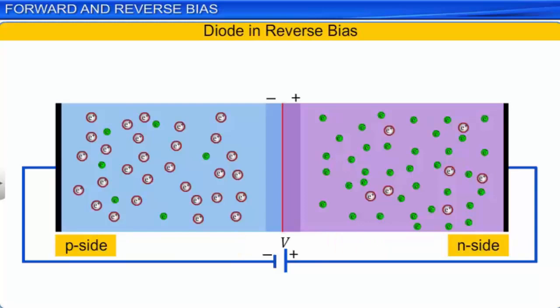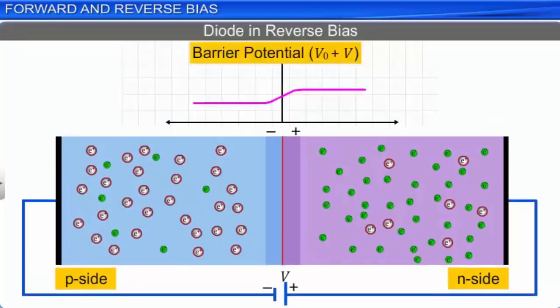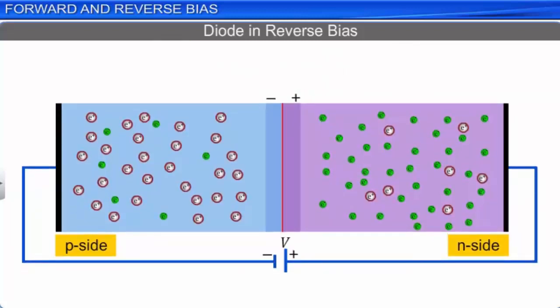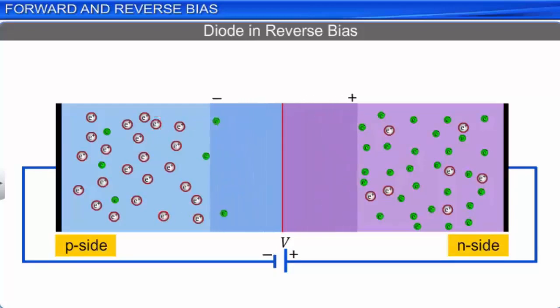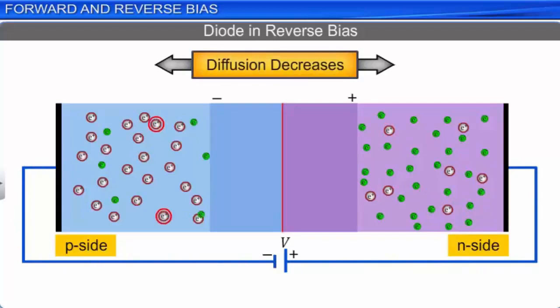When a diode is reverse biased, the barrier potential across its PN junction increases and is given by the sum of the barrier potential V0 at equilibrium and the externally applied voltage V. Also, when a diode is reverse biased, the width of the depletion region around the PN junction increases. The increase in barrier potential and width of the depletion region leads to a decrease in the diffusion of holes from the P side to the N side and electrons from the N side to the P side across the junction.